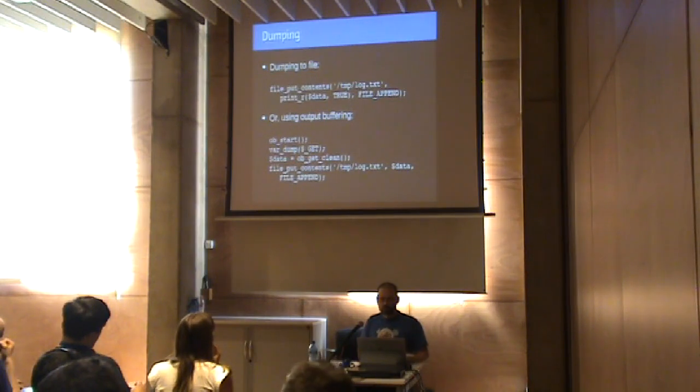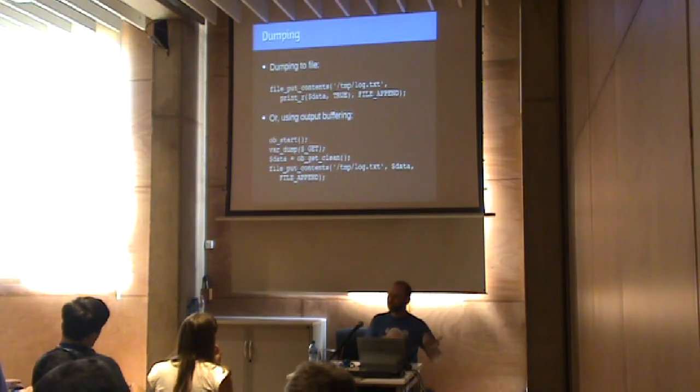If you can't get a string and you still want to log to file, you can use output buffering. Output buffering, you start buffering using ob_start. You're basically just saying that whatever would normally be outputted to the screen, I want it captured, not shown. And then at the end you just do ob_get_clean, which basically means now give me everything that was outputted but not on screen. Give me a string, you can put that in your file.